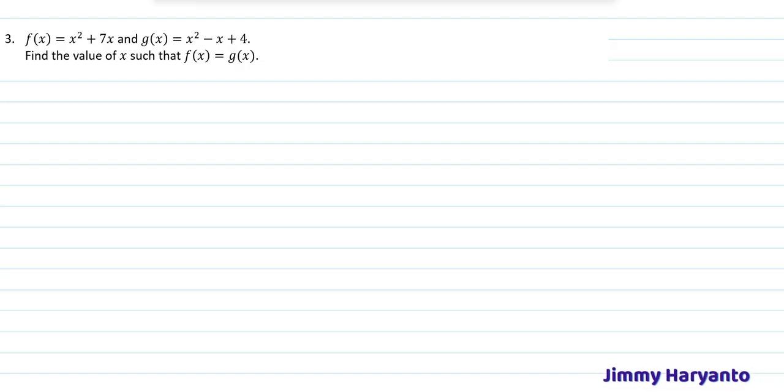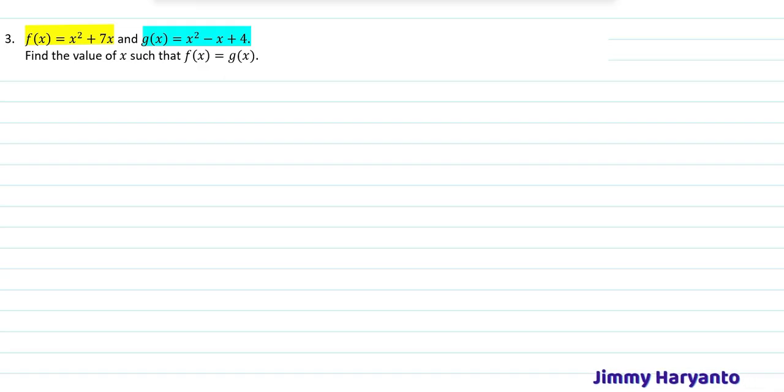It will be a little bit complicated because it involves higher algebra skills. So in this question, the fx is already given, which is x squared minus 7x, and then the gx is already given, x squared minus x.